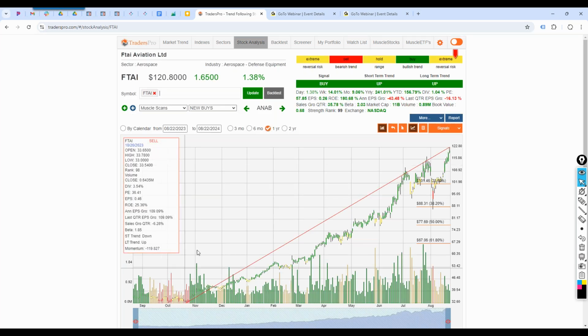FTI is a great example. This thing just won't quit. Even here we had a pretty nasty pullback, lots of selling. It's moving higher and continues to move higher.